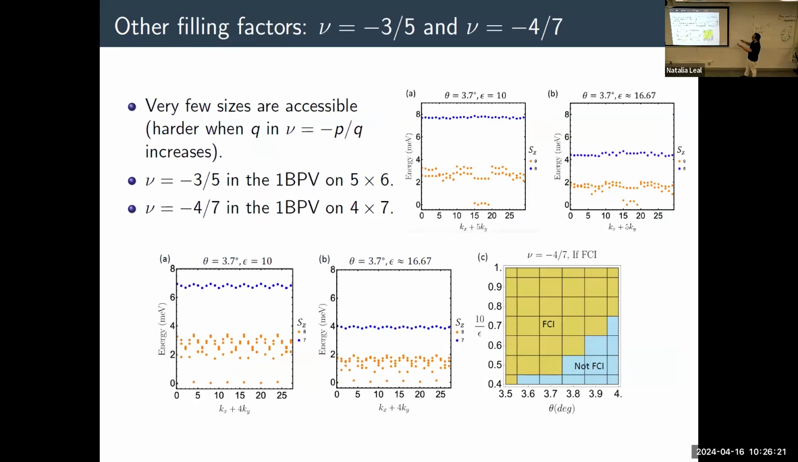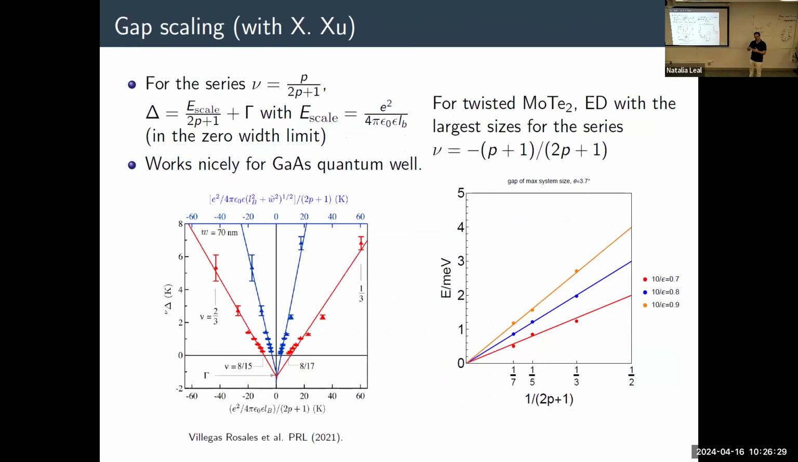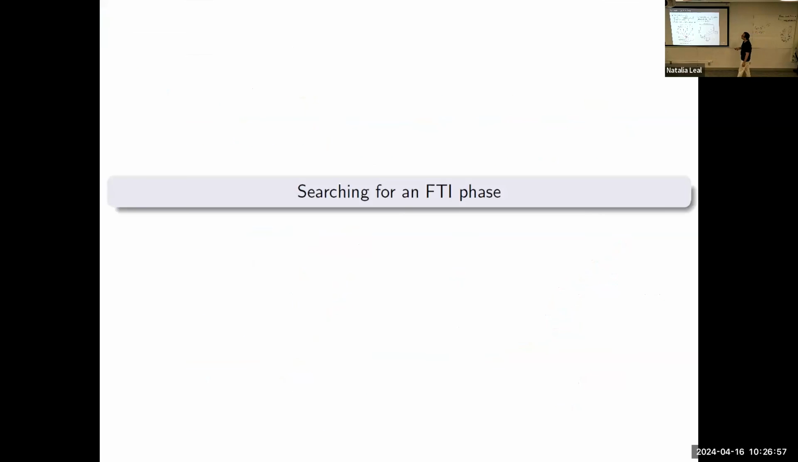Just to present some of the fractions, you can do a simulation at all the filling factors, and you have similar signatures. And even though we don't have access to many system sizes, we can try to extrapolate the gap of the system. This is actual experimental data, not for twisted MoTe2, but for gallium arsenide. You see the scaling of the gap, not really as a function of the filling factor, but some proxy quantity. And you can try to do the same extrapolation of the gap for different filling factors for MoTe2 numerics, and it works actually pretty well.